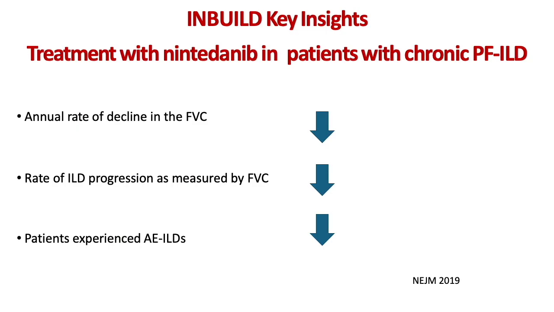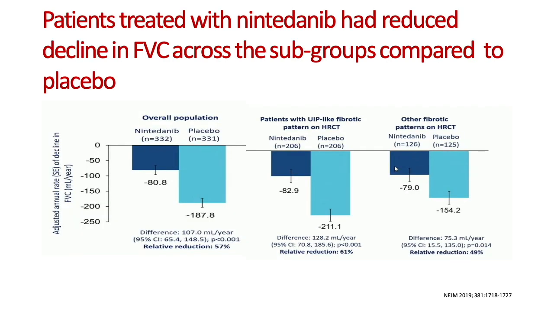So amongst this group, they found that patients who were given nintedanib had a lesser decline in annual FVC, they had lesser ILD progression, and they had lesser exacerbations. And even in groups which were the overall group or group with UIP-like pattern, they saw a significant improvement in the FVC decline. So almost 57% reduction of decline in FVC in overall group, and amongst UIP-like pattern group, 61%. Now that means almost 3/4 of your patients will not have a decline in FVC over a year.